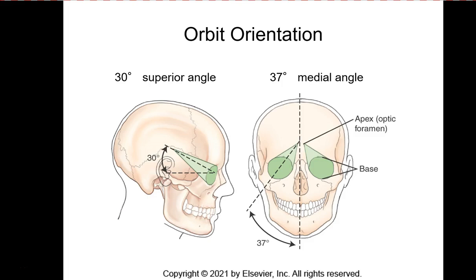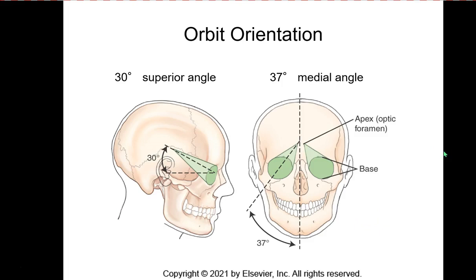Now, if you notice, the long axis of the orbit projects upward and medial. So again, upward, represented by this dotted line, and medial, represented by this dotted line. So there's a couple angles then that I want you to be aware of.